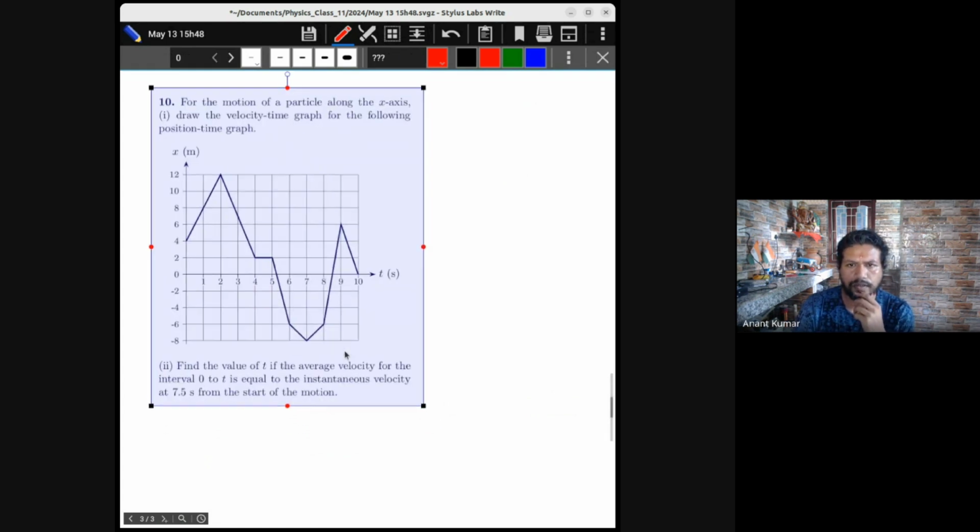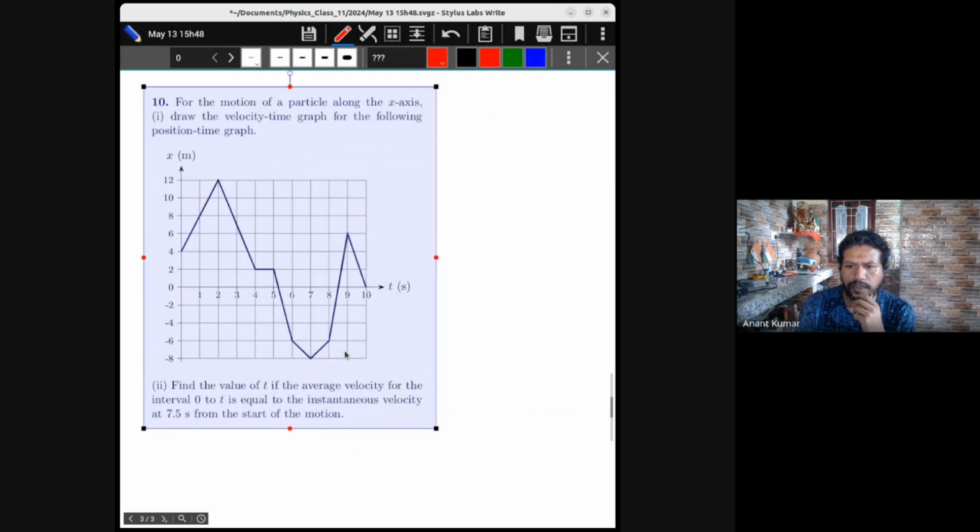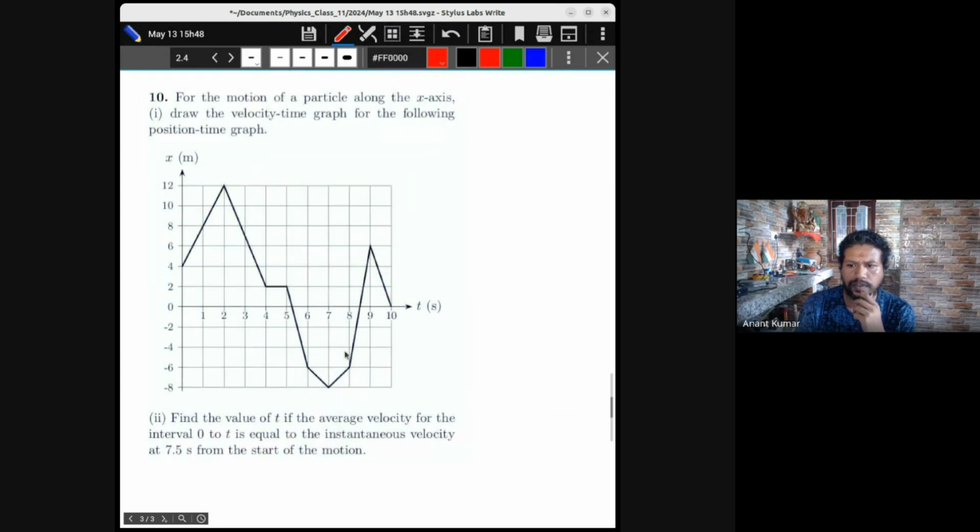Here's the whole question. We have been given the motion of a particle along the x-axis. Draw the velocity time graph for the following position time graph. That should be simple enough, I believe.